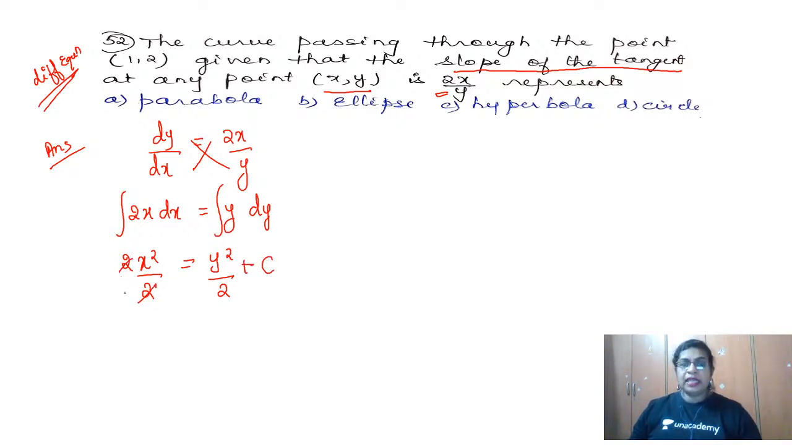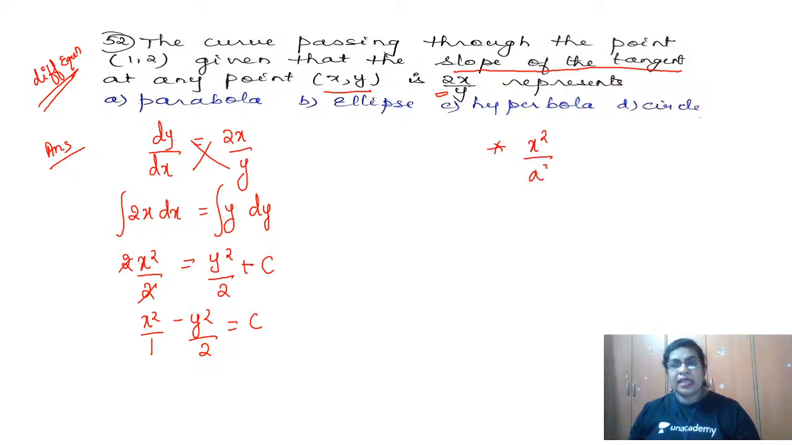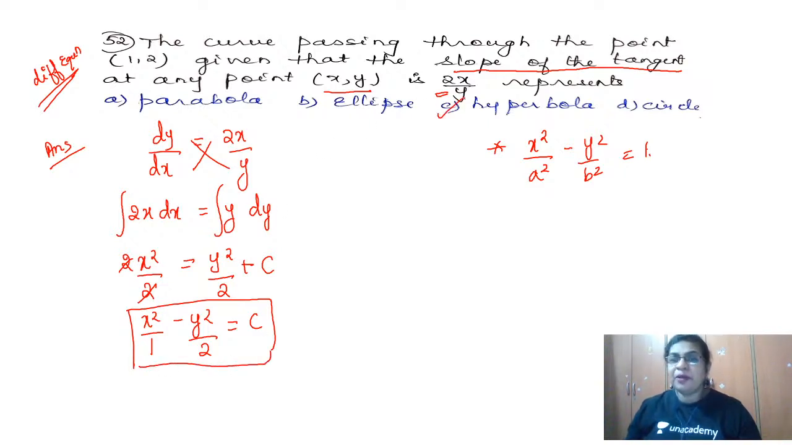So this 2 and 2 get cancelled. So you are getting x square by 1. Now this y term, take it to the left side. So what are you going to get? x square minus y square by 2 is equal to a constant c. And what is the hyperbola equation? x square by a square minus y square by b square is equal to 1. So this 1 is a constant. Therefore this equation represents a hyperbola, which is the C option.